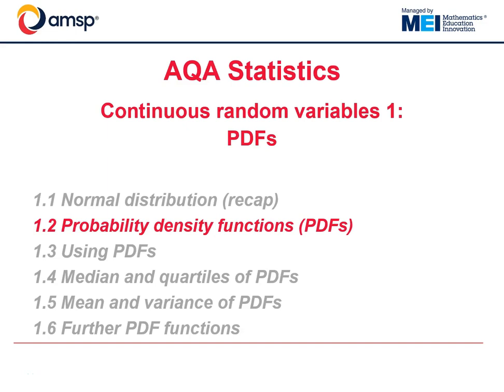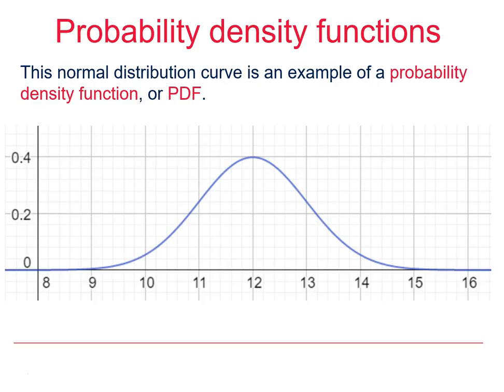Hello, welcome to this AQA Further Math Statistics video, the second in the Continuous Random Variables 1 series, looking at probability density functions. In the first video, we looked at the fact that the normal distribution curve is an example of a probability density function, or PDF, and that would normally be written with the notation little f of x, function of x.